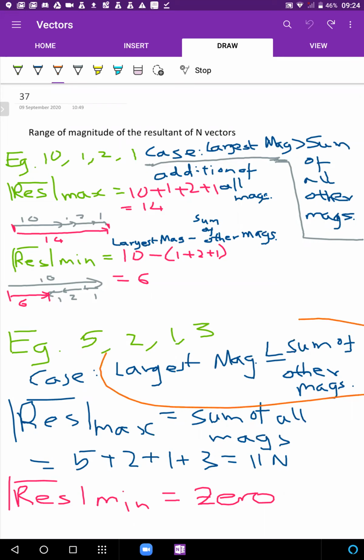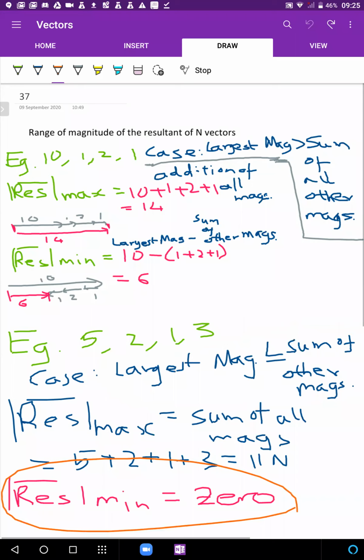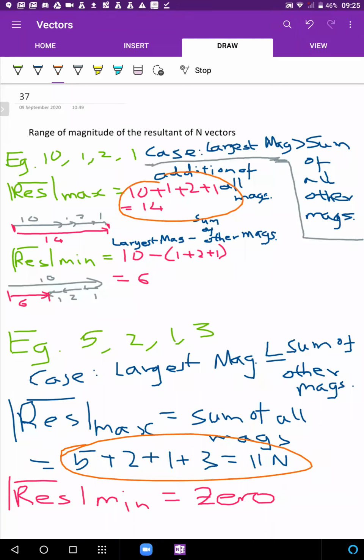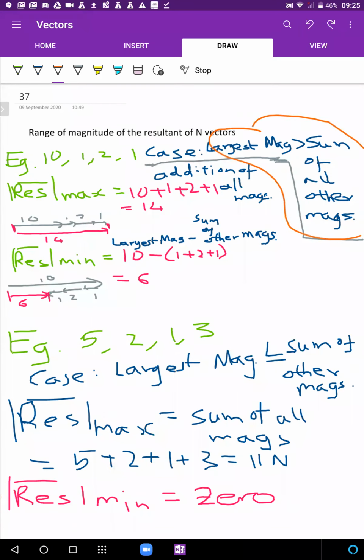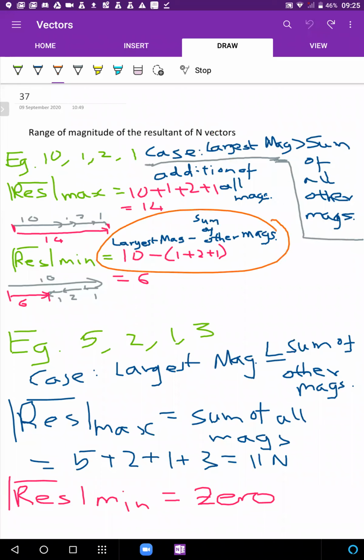Is 0 possible in such a case? The answer is yes, 0 is possible. If 0 is possible, 0 is the minimum magnitude. Okay, so what have we learned? कोई भी case हो, max magnitude is always the sum of all vectors, all magnitudes. But the minimum magnitude is 0 if 0 is possible. And if 0 is not possible, then you'll have to do largest magnitude minus बाकी सबका sum.